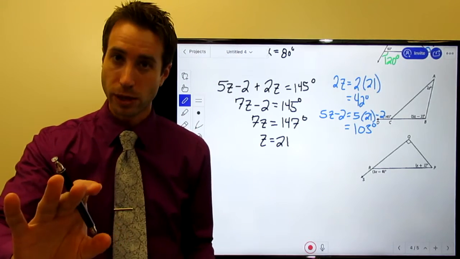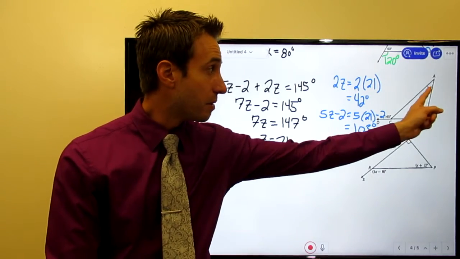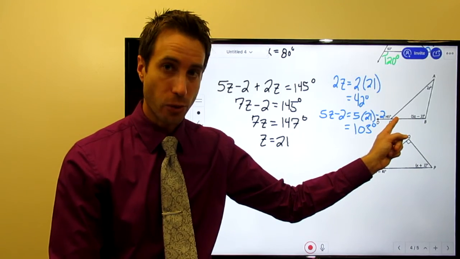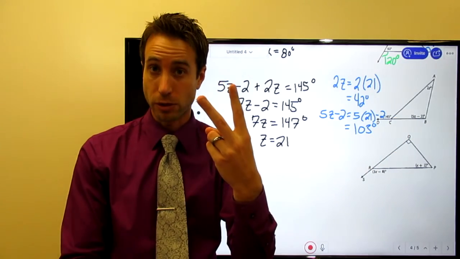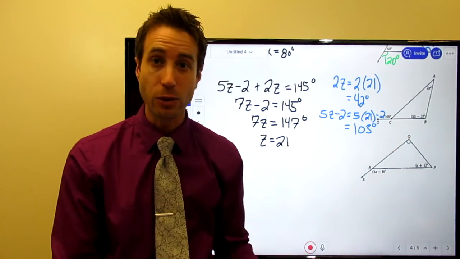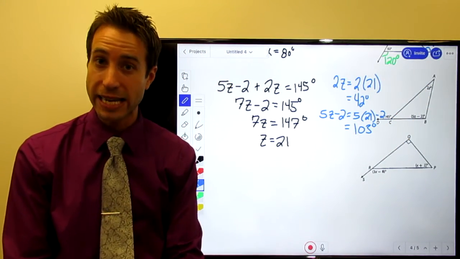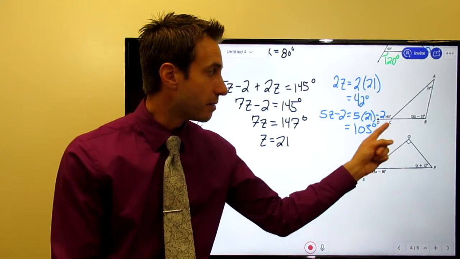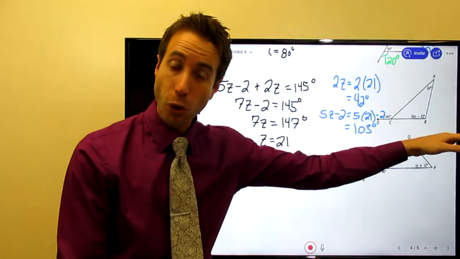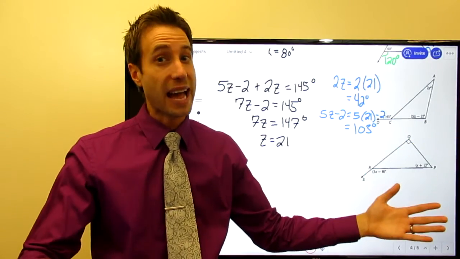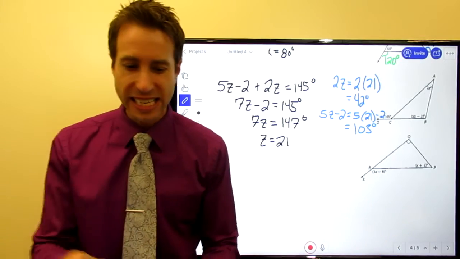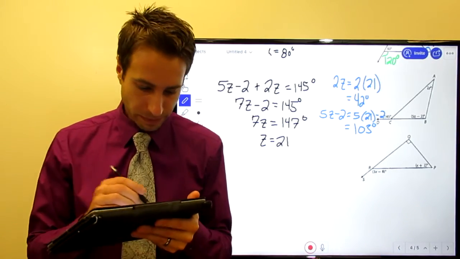Now, here's the beauty. I now know these two angles. How do I find the third one? You have two options. You know the sum of the interior angles of a triangle must be 180. Or this exterior angle and this interior angle form a linear pair. They have to sum to 180. Either way you do it, you're going to get the exact same answer.